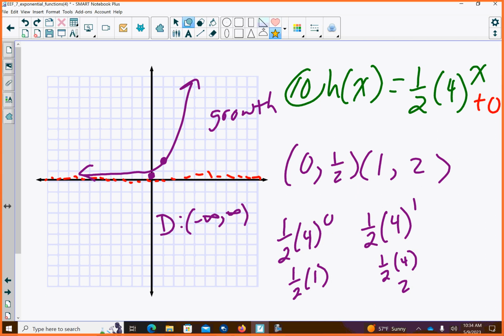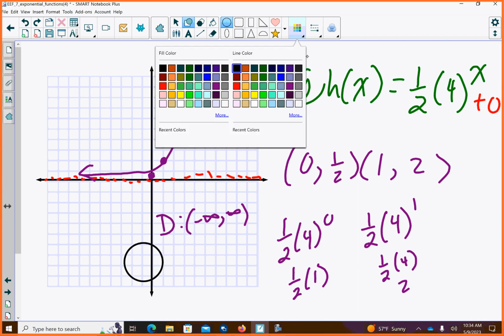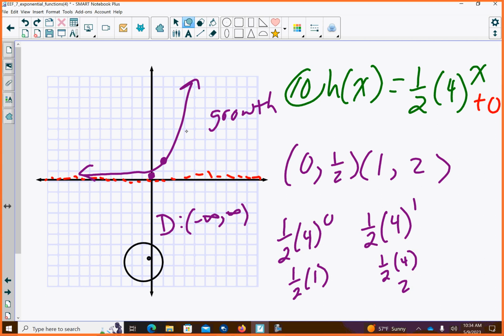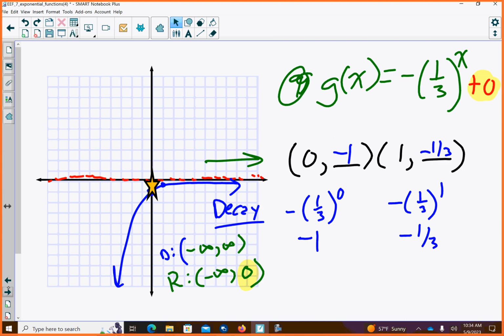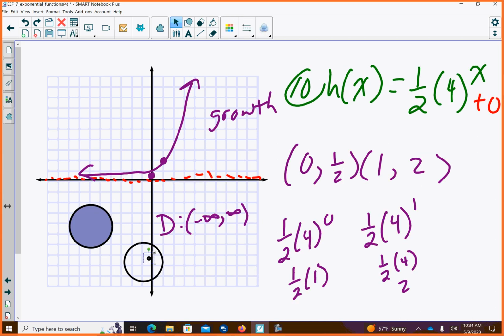All right. Let's get our range. We'll get a balloon, a purplish balloon. Isn't it, if it's just growth, positive infinity and then 0? Kind of. All right. Are we looking at the range? Is that what you're asking for?